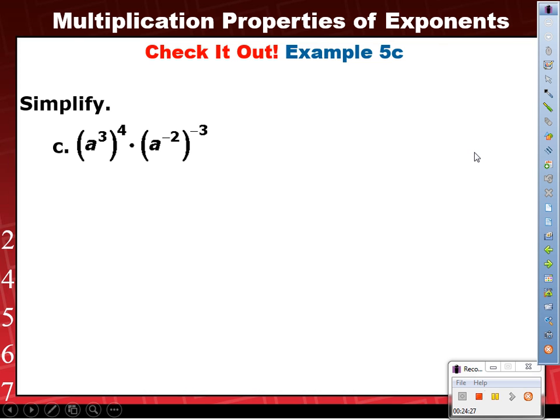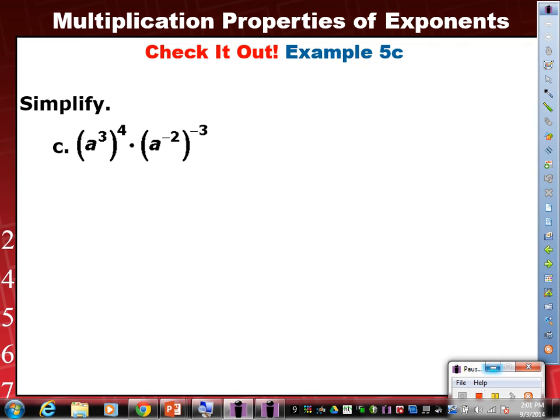Okay, copy this one. Example 5C. It says simplify. Parentheses A to the 3rd, close parentheses to the 4th power, times parentheses A to the -2, close parentheses to the -3rd power. Once again, do it baby steps. Start with this one, bring that down, and then this one, bring that down, and then do your next step. Go.